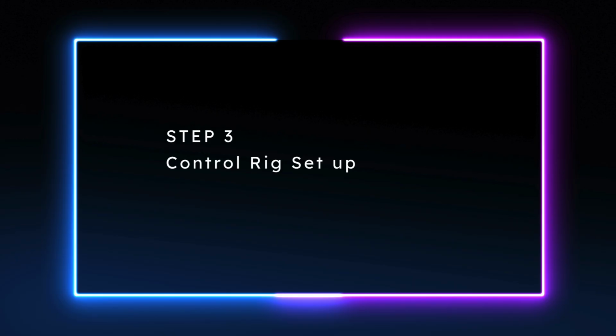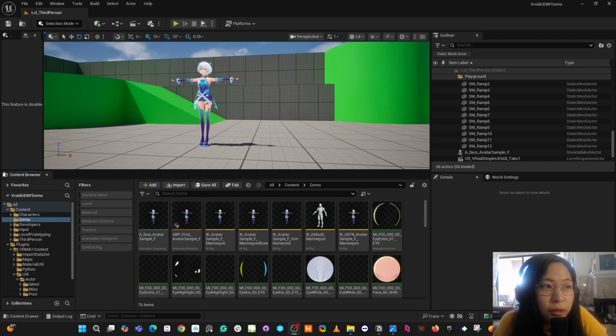Part 3. Set up control rig for real-time animation. Now that your character is imported, let's set it up with the control rig so you can pose and animate the character inside Unreal Engine.